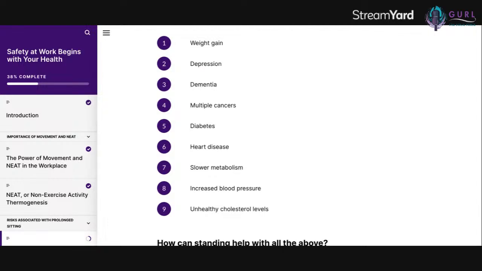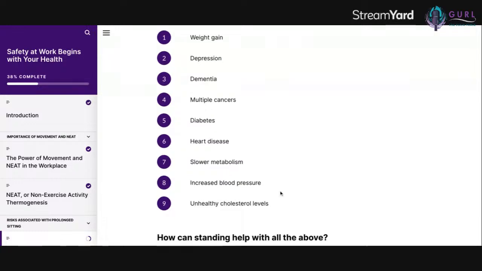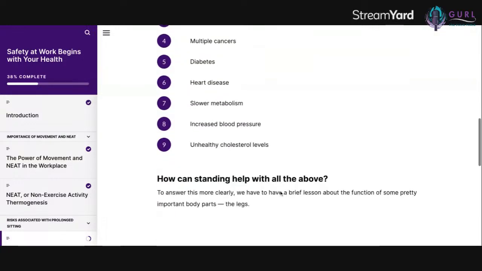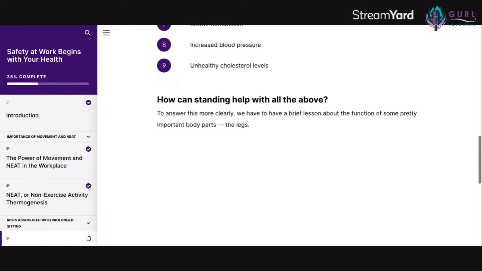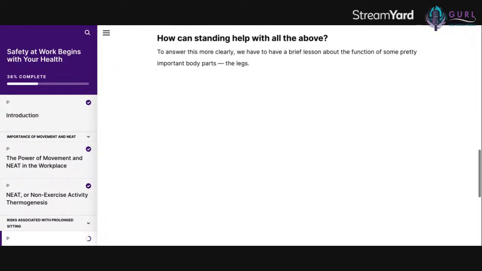Is it really the act of getting older that lowers our metabolism, for instance, or that gives us that belly? Or is it the fact that as we get older, we're expected to sit more? Which one comes first, the chicken or the egg, right? But anyway, how can standing help with all of the above?